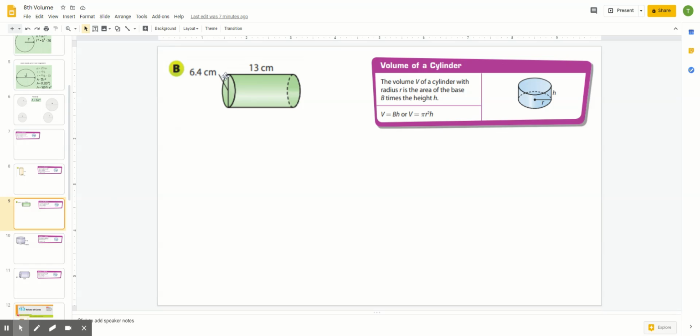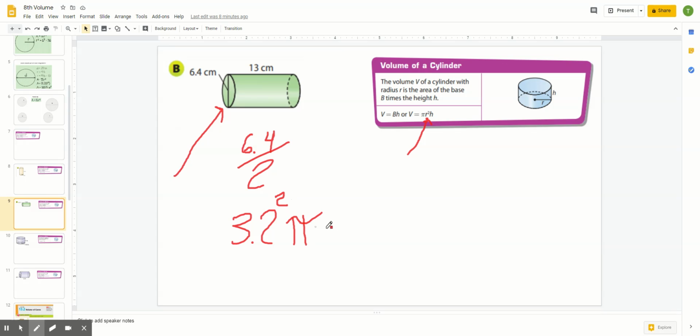And then our next part is right here. You see how you are given the diameter. All right, diameter is not in the circle area formula, so now you need to divide it by 2 in order to get the radius. All right, so 6.4 divided by 2, you get 3.2. All right, 3.2 squared times pi, and then times your height, which is going to be 13. So now it's just a matter of plugging numbers back in. All right, so it'd be nice to utilize that Chrome calculator if you're using Google Chrome right now.